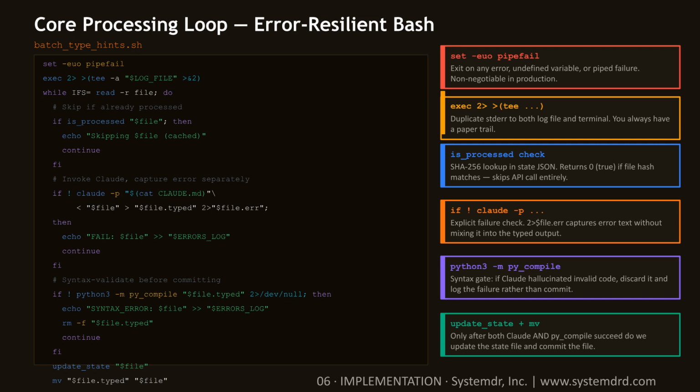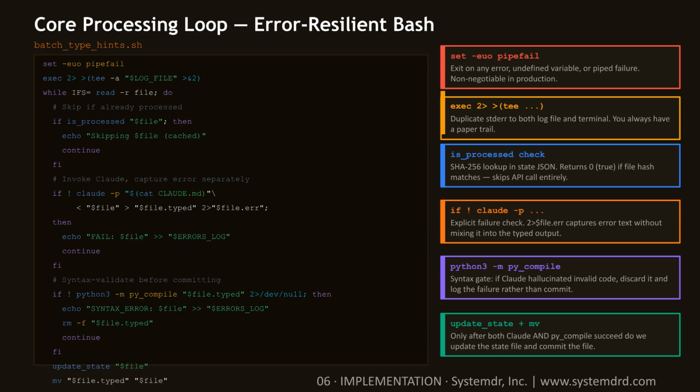Set -euo pipefail on the first line is not optional. The -e flag causes the script to exit on any command that returns a non-zero exit code. The -u flag treats unset variables as errors. This catches the subtle bug where a variable name has a typo and silently expands to empty. The -o pipefail flag causes a pipeline to return the exit code of the last command that failed, not the last command. Together, these 3 flags make failures visible rather than silent.